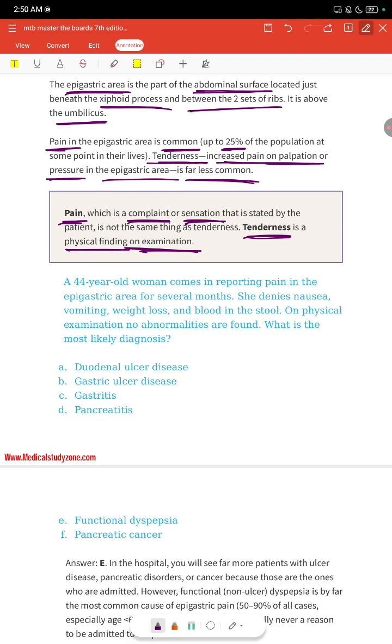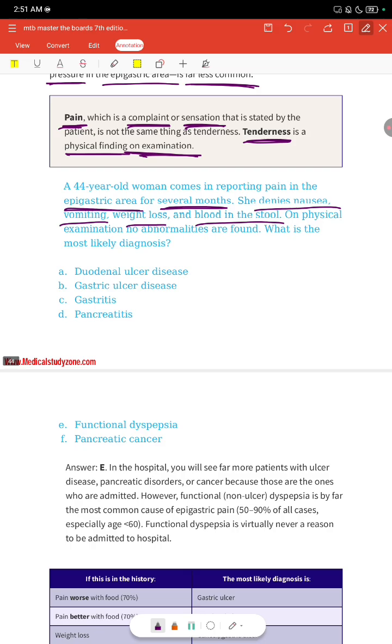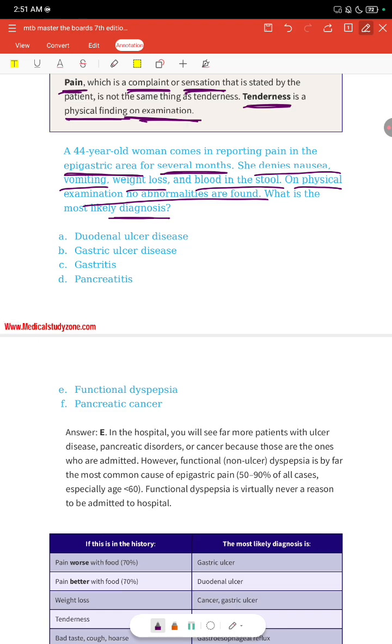Here is the MCQ. A 44-year-old woman comes in reporting pain in the epigastric area for several months. She denies nausea, vomiting, weight loss, and blood in the stool. On physical examination, no abnormalities are found. What is the most likely diagnosis? Duodenal ulcer disease, gastric ulcer disease, gastritis, pancreatitis, functional dyspepsia, pancreatic cancer. So let's discuss the answer.